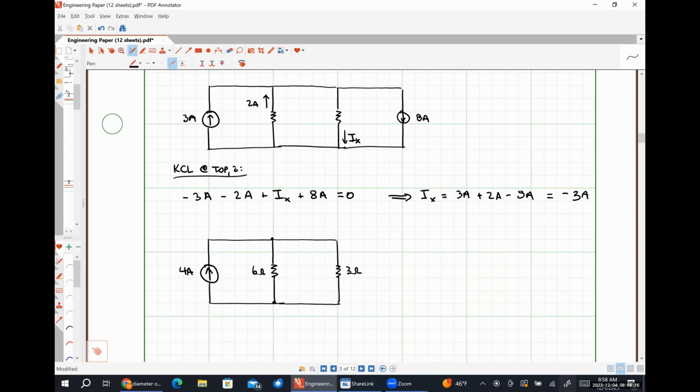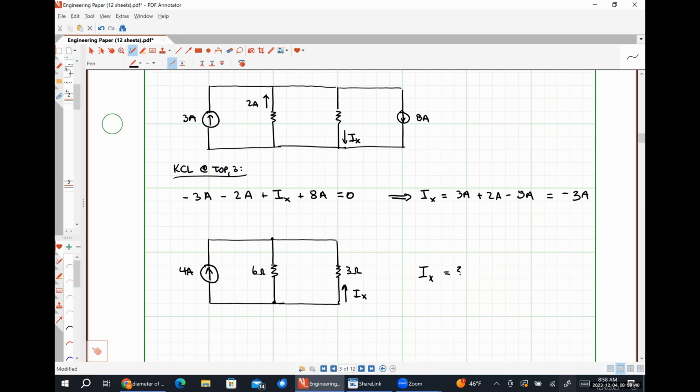And our goal is to find the current flowing through this 3 ohm resistor. So I'm going to call this IX. So we're going to apply Kirchhoff's current law.